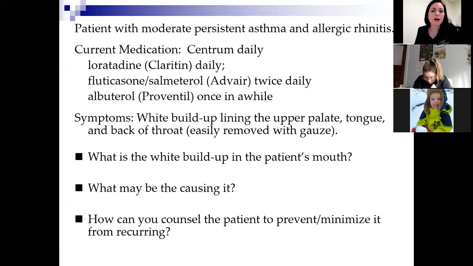And then someone wrote, I thought you couldn't wipe off thrush. Sometimes I know that when you wipe it off, it can be very red and irritated underneath, but it should be able to come off, but it's usually red and irritated underneath.